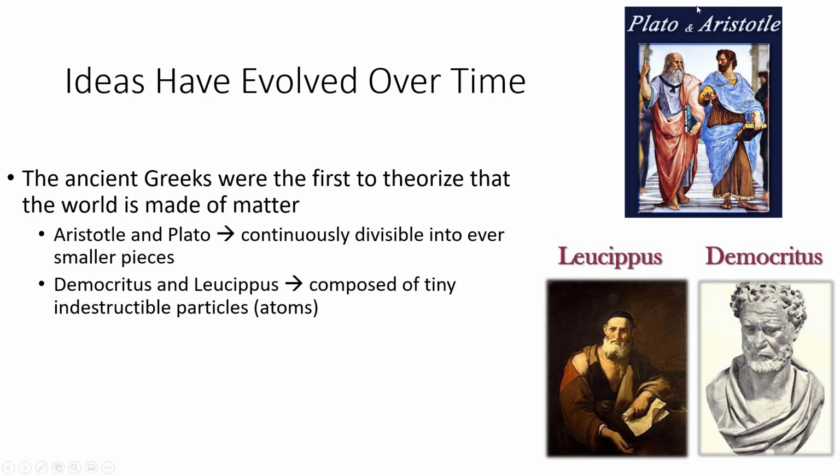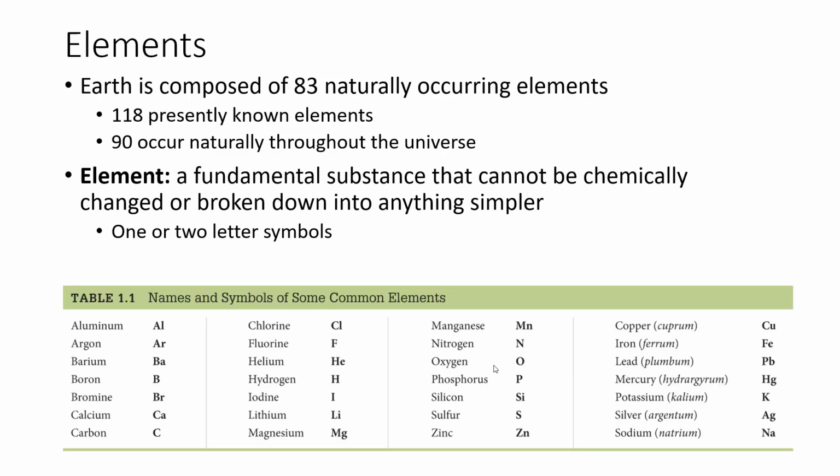So first off, if we think about Aristotle and Plato, they believed that the world was made of continuously divisible particles into ever smaller pieces. So they didn't have the concept of a smallest possible piece that we can attribute to our modern day understanding of an atom. Whereas Democritus and Leucippus believed that the world was composed of tiny indestructible particles similar to the atoms that we know to exist.